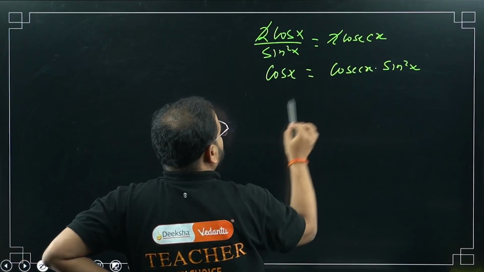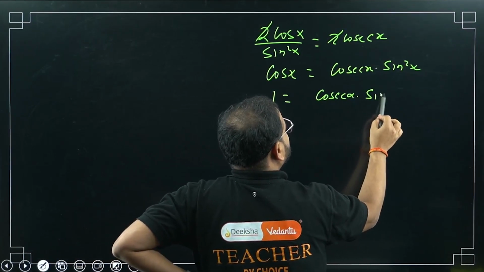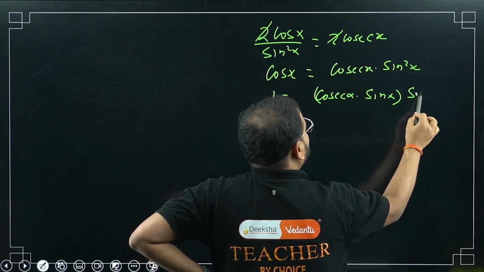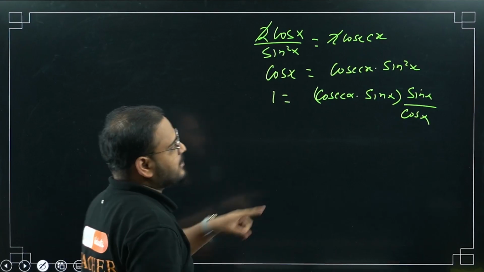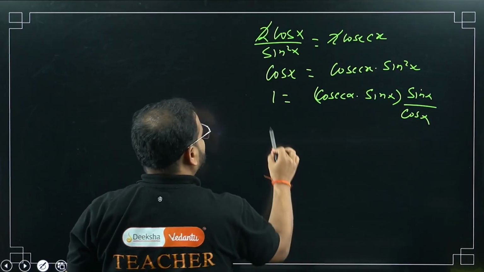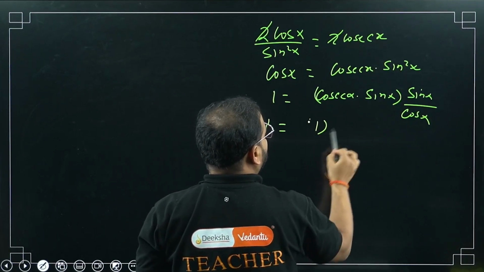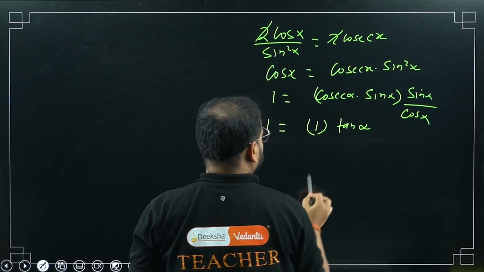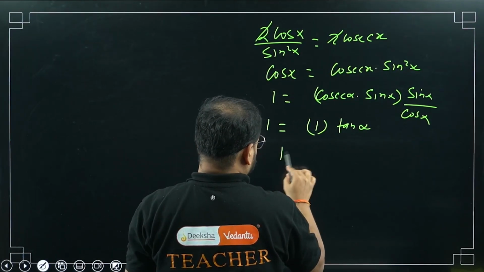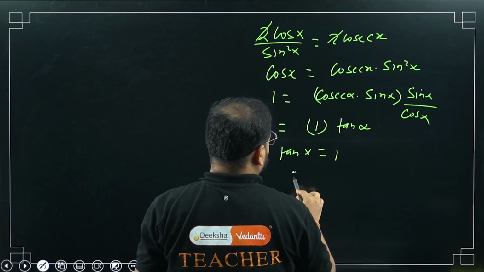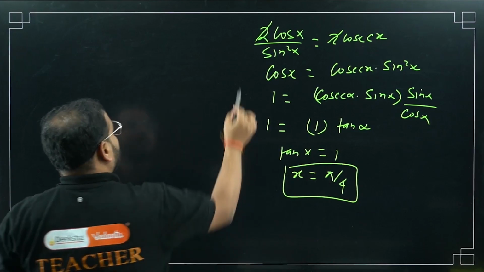Then bring this cos also there. 1 equals to cosec x into sin x into sin x upon this cos x. Please check. So sin square I've written as sin x into sin x. Cosec x into sin x is going to be 1. Sin x into cos x is 1. So 1 times tan x. So tan x equals to 1 when x is equals to pi by 4.